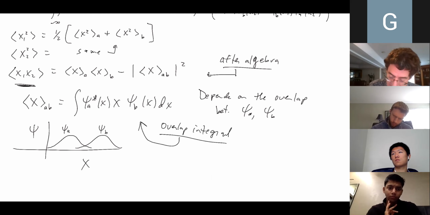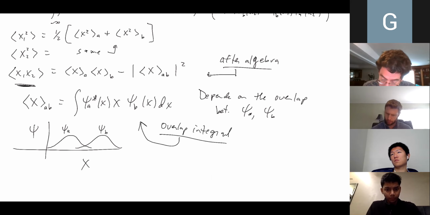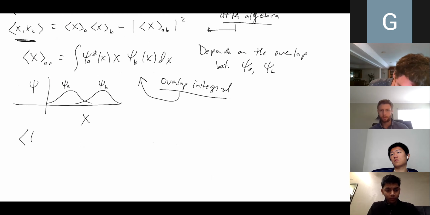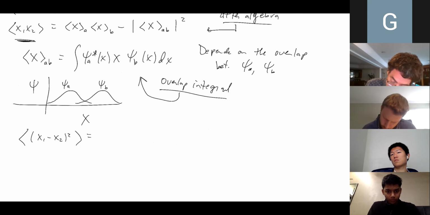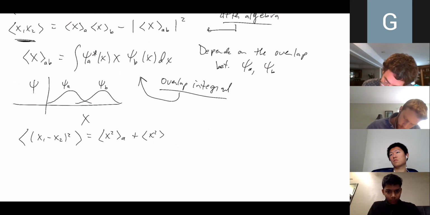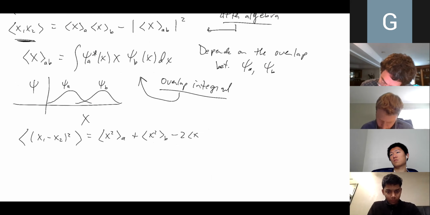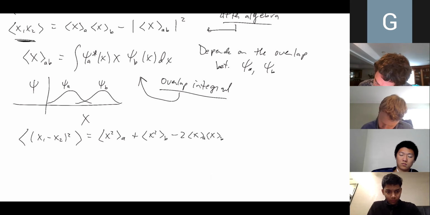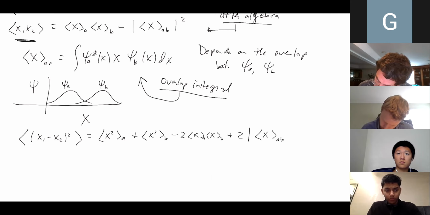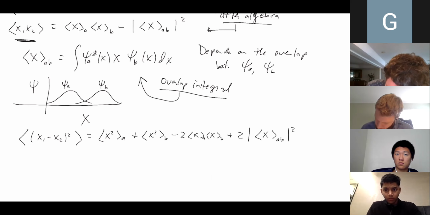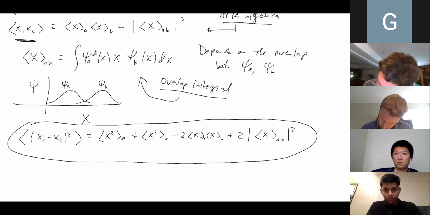And so you can see that this quantity x1, x2 depends on the overlap of those individual states. So it's an interesting quantity. And so what we see is that the distance between the two particles, x1 minus x2 squared, is equal to this quantity for the fermions. I'll write it all out: x squared for state A plus x squared for state B minus 2 times the expectation value of position for state A times that for state B, plus 2 times this overlap integral AB quantity squared. All right, and so this is the distance for fermions.